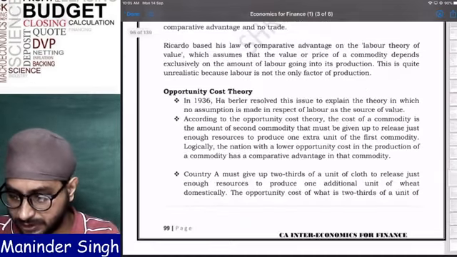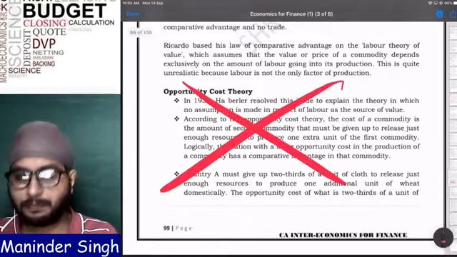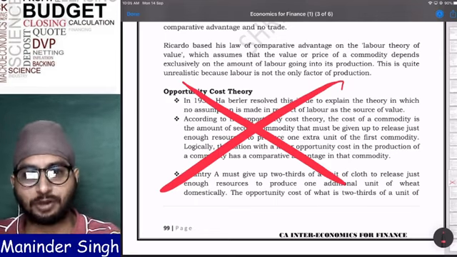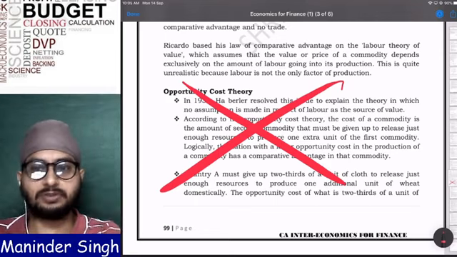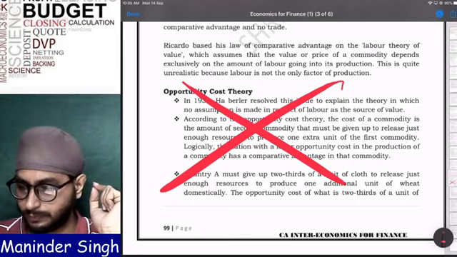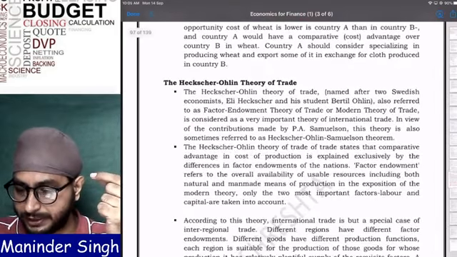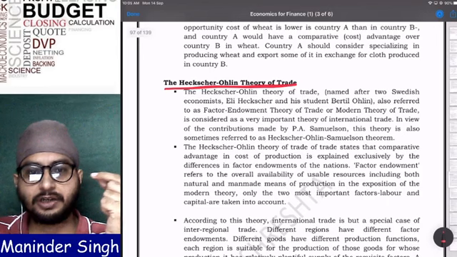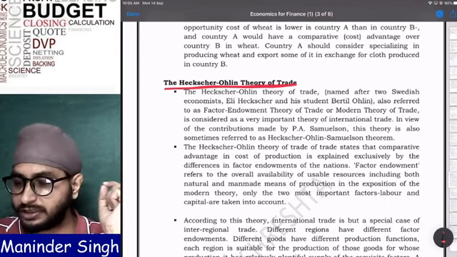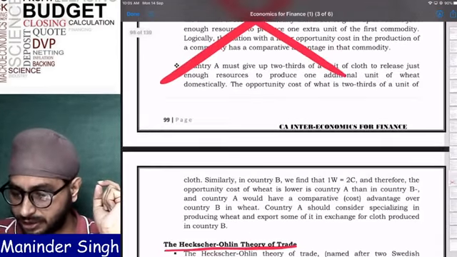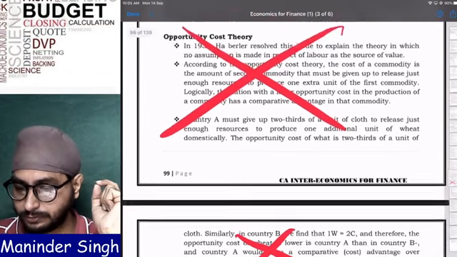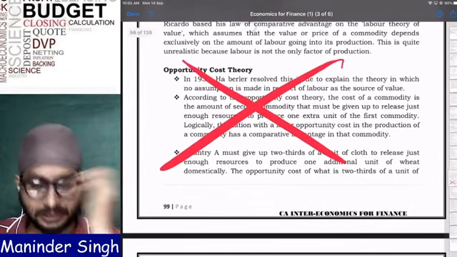Now, this theory is deleted from our syllabus. Opportunity cost theory is not there in our syllabus from the November 2020 attempt. Clear? Now, after this, we have directly the Heckscher-Ohlin theory of trade. Clear? Which trade? Heckscher-Ohlin theory of trade. This theory has been deleted from our syllabus now. Clear? Opportunity cost theory is not there.